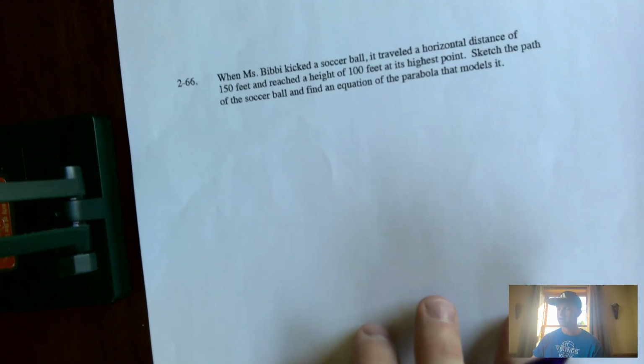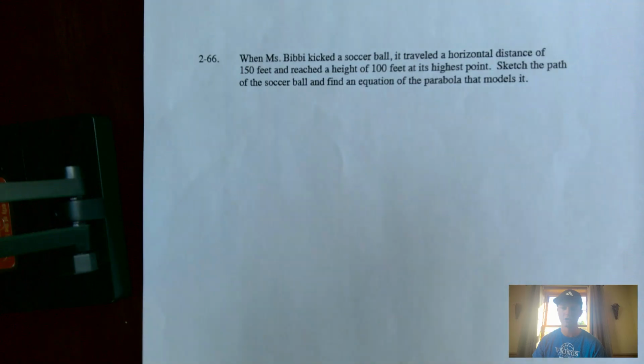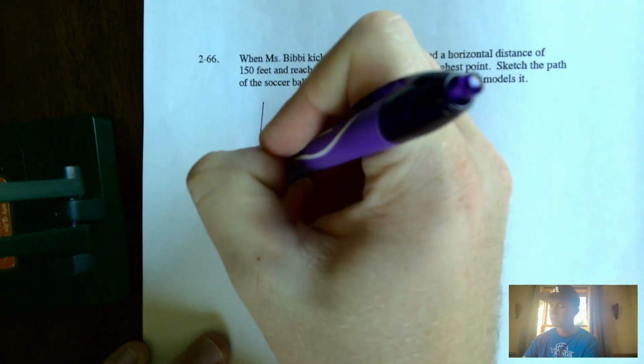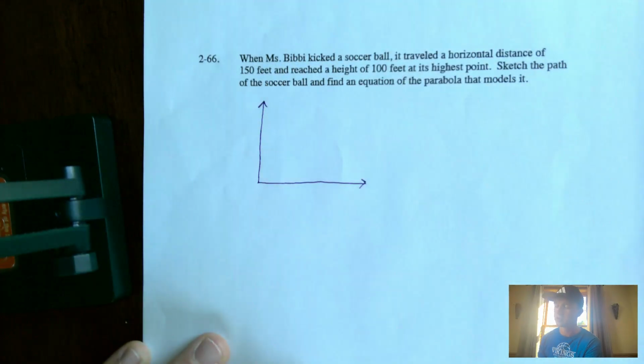So Miss Bibby, 266, it says, when Miss Bibby kicked the soccer ball, it traveled a horizontal distance of 150 feet. It reached a height of 100 feet at its highest point, sketch the path of a soccer ball, and then find the equation of a parabola that models it. So what I'm going to do here is I'm going to take that same idea that I just did with the values for the rabbit, and now I'm going to do that with the soccer ball. First and foremost, I'm going to go ahead and sketch that graph, because again, when I sketch the graph, it just makes life so much easier.